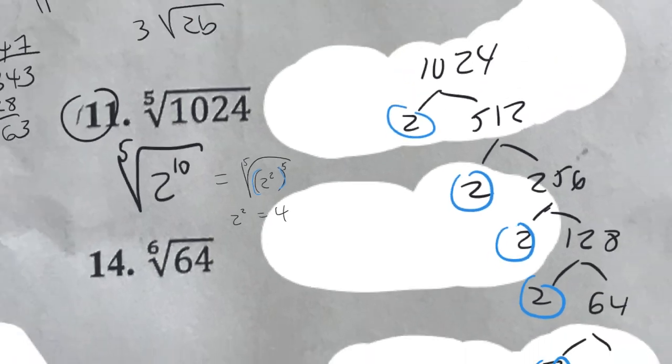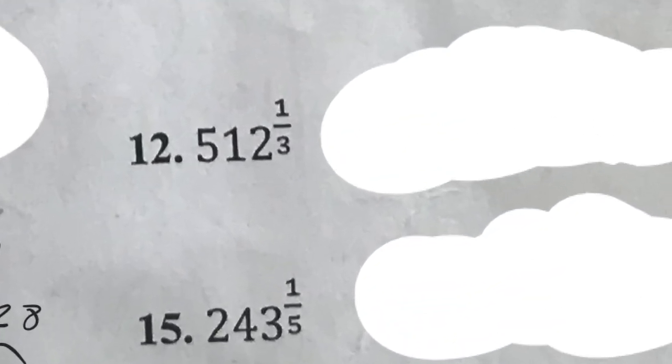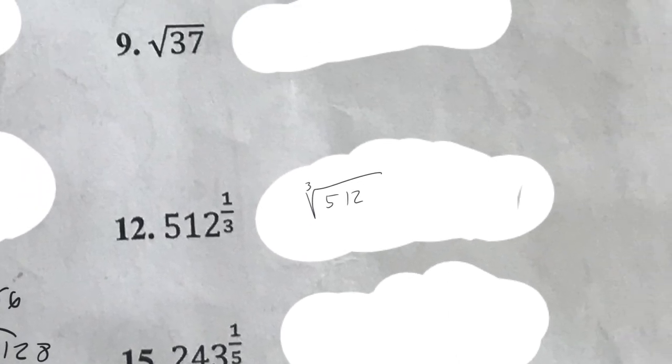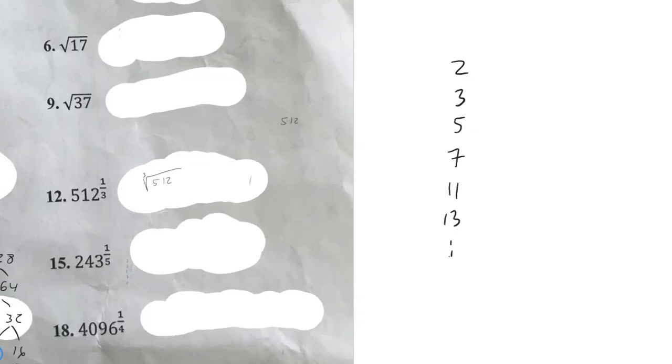Okay, so looking at problem number 12. In this case, that is most definitely the cube root of 512. Let's perform a prime factorization tree on that. 5, 1, 2. So if we were to perform the prime factorization of 512, acknowledging these prime numbers, we're looking at 2 times 256.